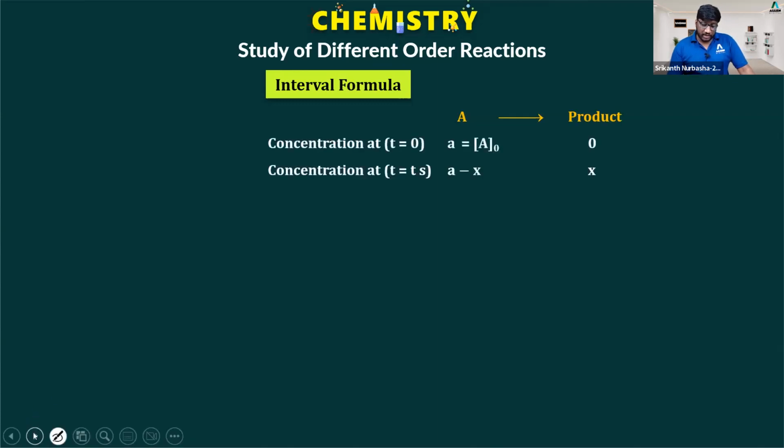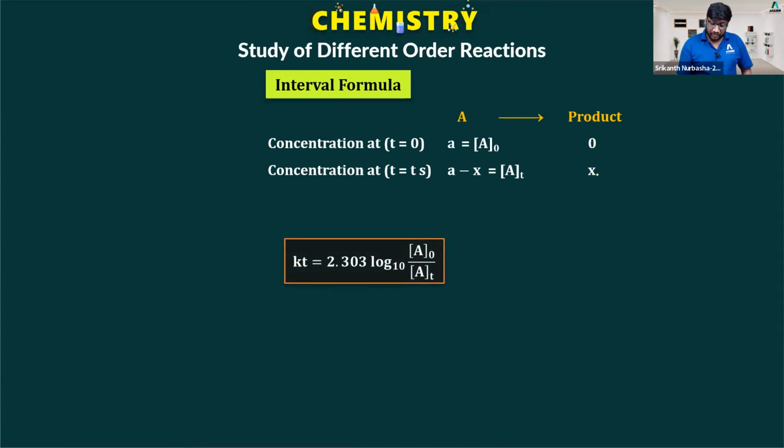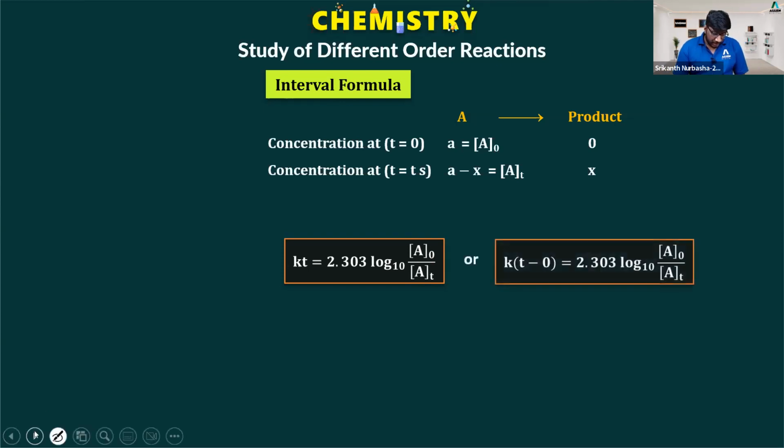At time T equal to 0, A is equal to A naught, product is 0. A minus X is the concentration of A at any time, product concentration is X. We have this formula: Kt is equal to 2.303 logarithm of concentration of A at time 0 divided by concentration of A at time T. We can write the same as K into T minus 0 is equal to 2.303 into logarithm of concentration of A at time 0 divided by concentration of A at time T.